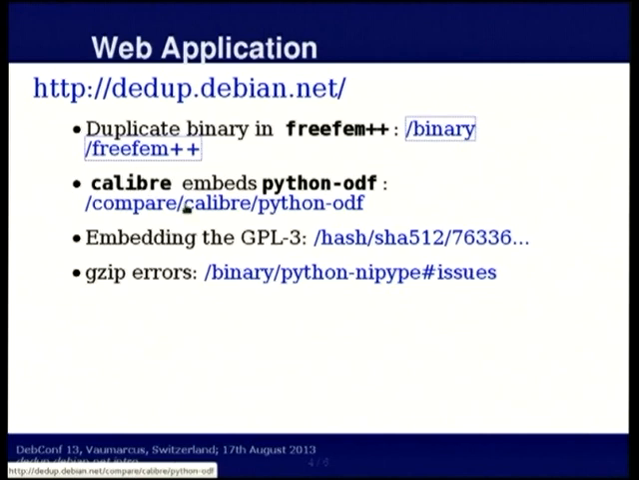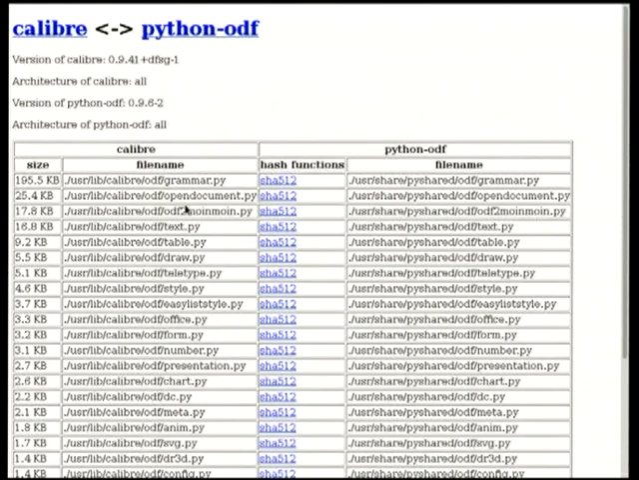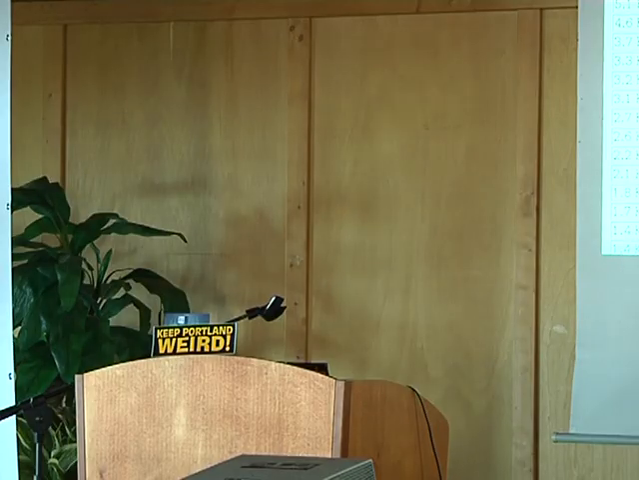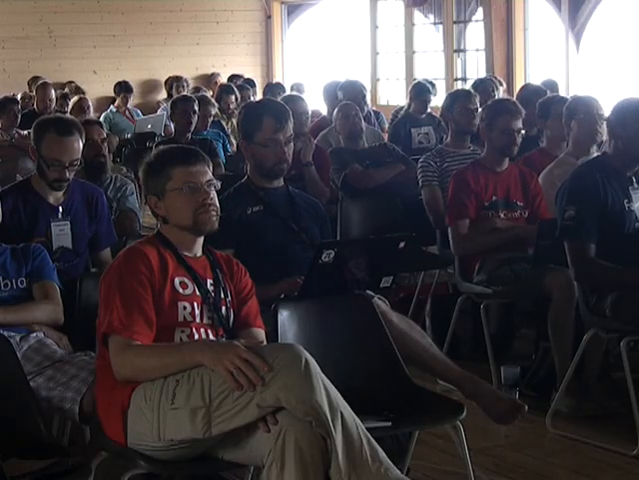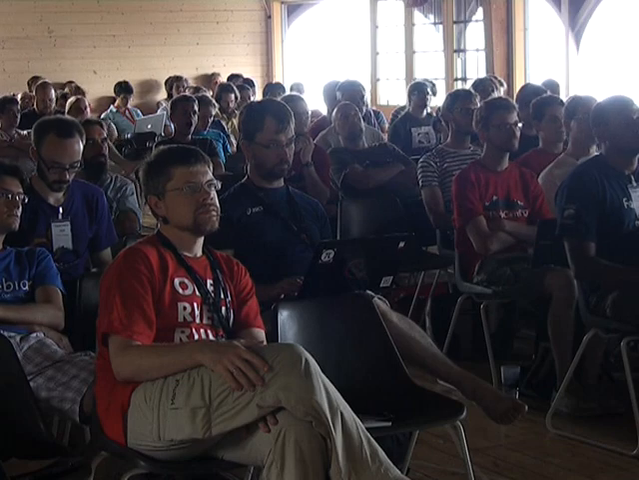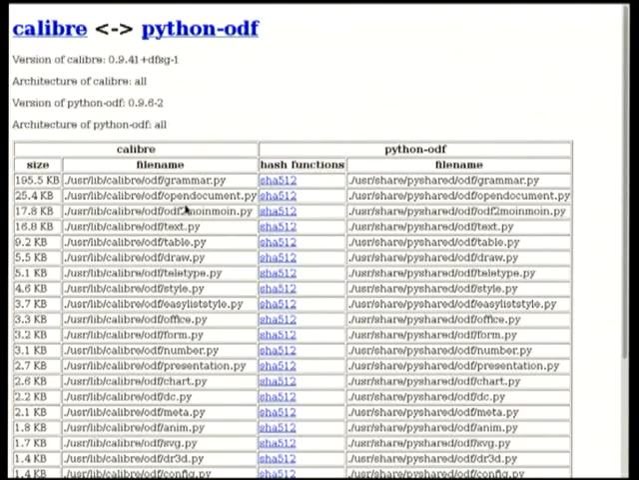Then we have a regular embedding, like in Calibre, which embeds the Python ODF package. As we see here, these are the files in the Calibre package, and here we see the files of the ODF package, and obviously it shouldn't be doing that. So this can help the security team in reducing embedded copies as well.